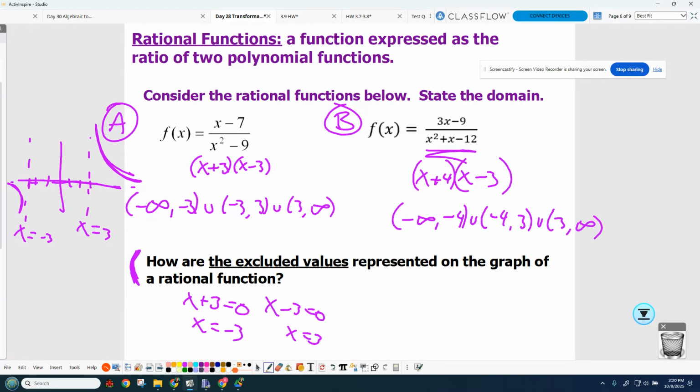What's the horizontal asymptote, Lily, on that one? Is it top heavy, bottom heavy, or equal? Bottom heavy, so what's the horizontal asymptote, or don't I have one? Y equals 0.